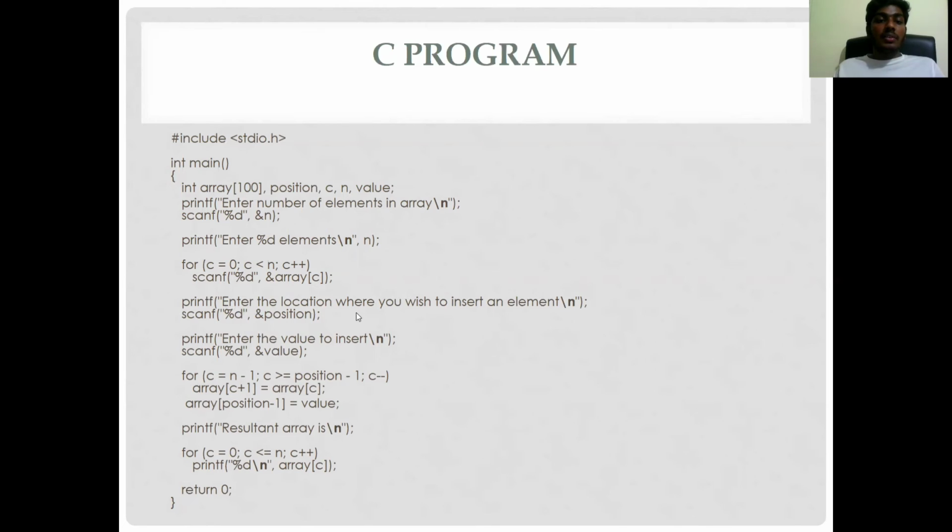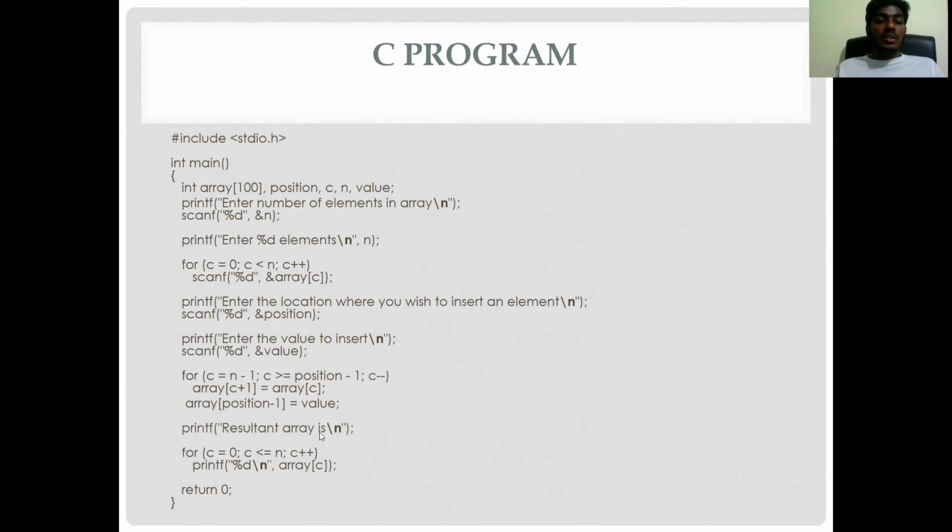printf: Enter the location where you wish to insert an element. scanf percentage d comma ampersand position, where we should give the position here. printf: Enter the value to insert. scanf percentage d comma ampersand value. For c equals n minus 1, c greater than or equal to position minus 1, c minus minus, array of c plus 1 equals array of c. Array of position minus 1 equals value.